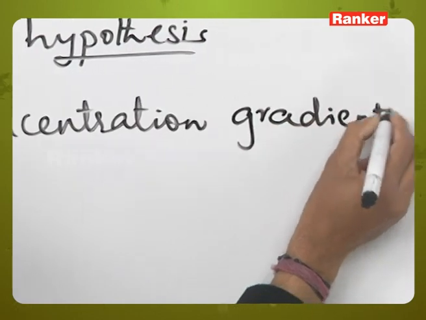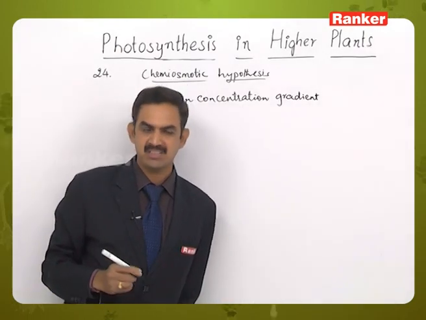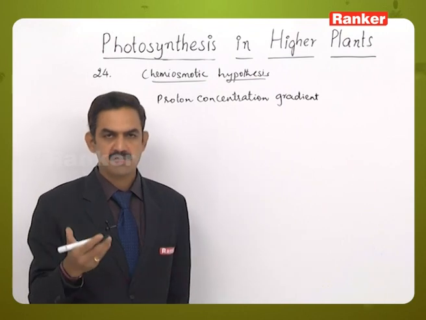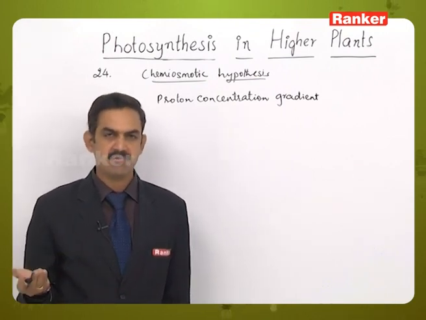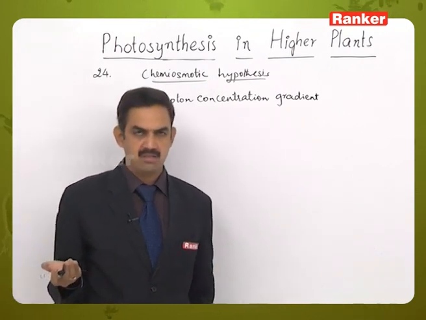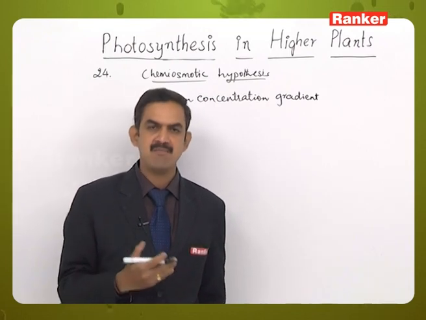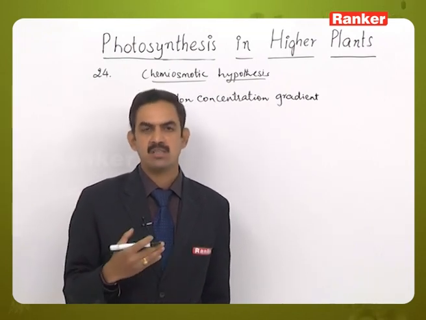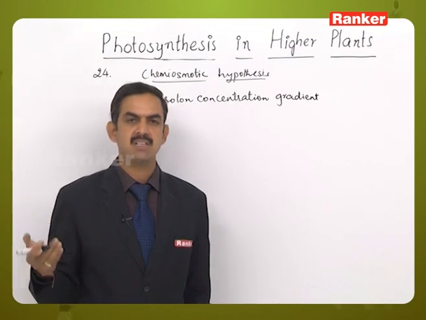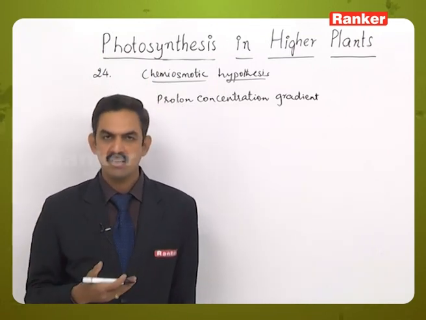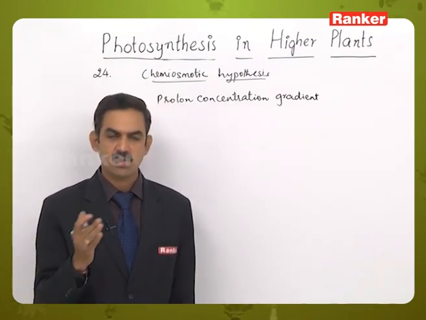So when the electrons are moving through various types of electron carriers, the protons will be transmitted from one side of the membrane of the chloroplast to the other side. In the same way, during respiration, the protons are moving from one side of the inner membrane to the outer side. So that is the way the protons are moving.